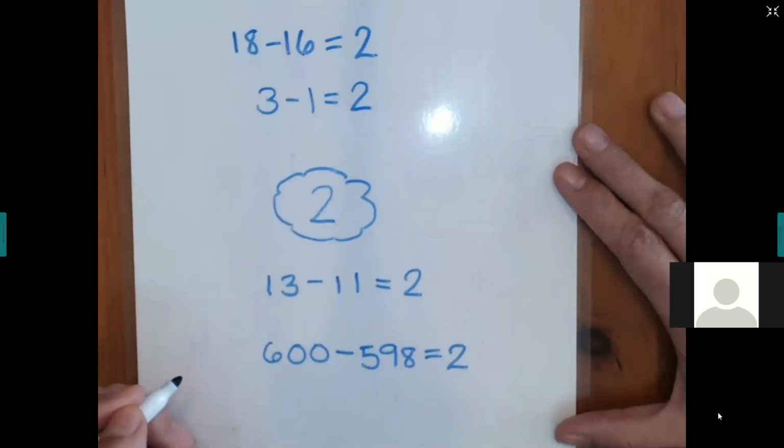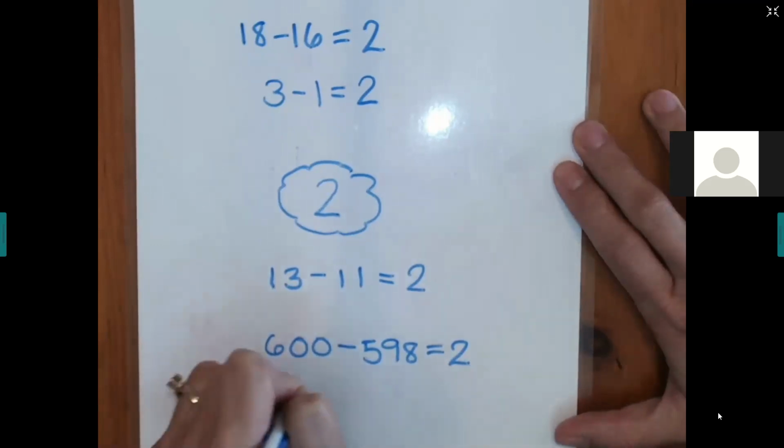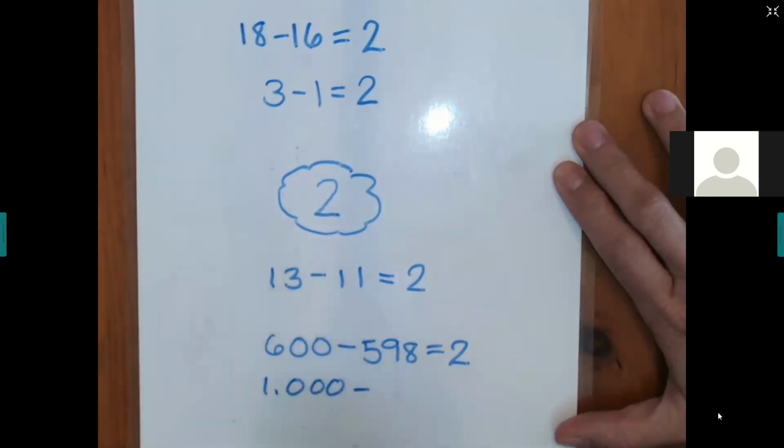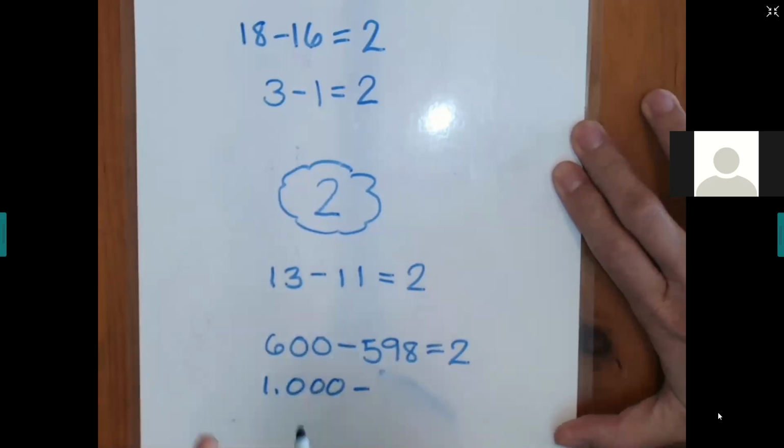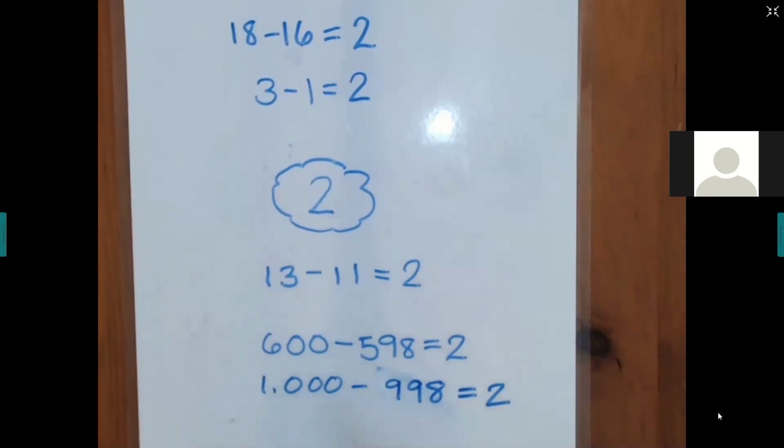Hold on. Okay. Want to show her? Or do you want to go ahead and say it, Andy? No, wait. You want to say it? Okay, go. 1,000 minus 998 equals 2. Does that look right, Andy, what you said? Yes. Well done. You picked a very tricky one. Good for you. You stretched yourself.